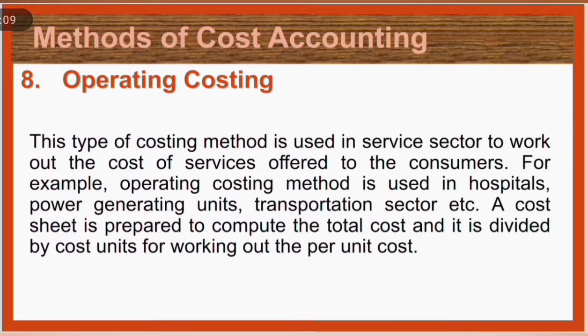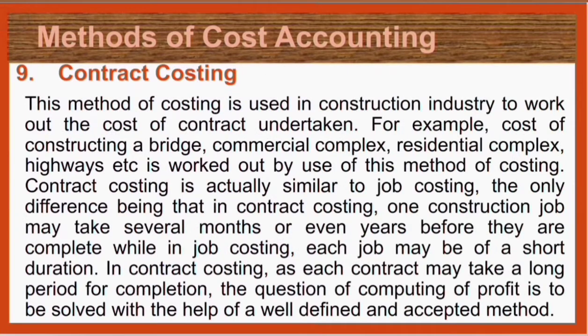Methods of cost accounting. Number 8, operating costing. This type of costing method is used in the service sector to work out the cost of services offered to the consumers. For example, operating costing method is used in hospitals, power generating units, transportation sector, etc. A cost sheet is prepared to compute the total cost and it is divided by cost unit for working out the per unit cost.